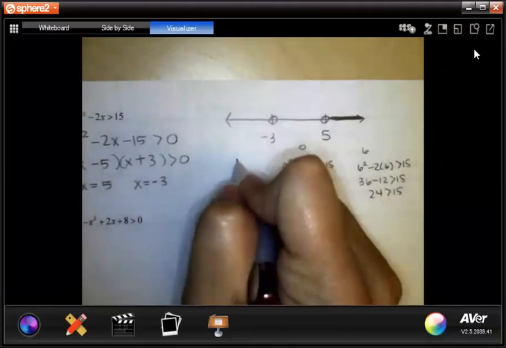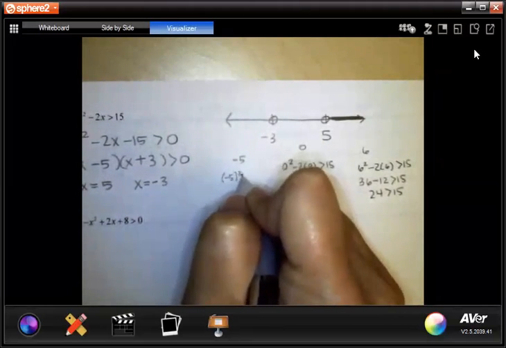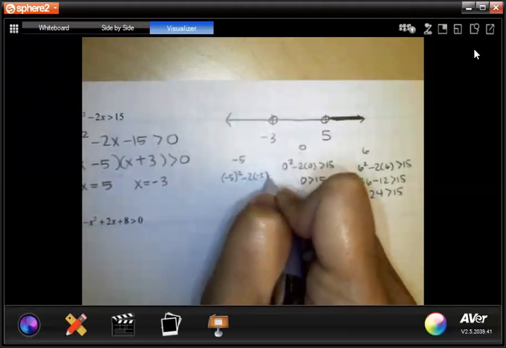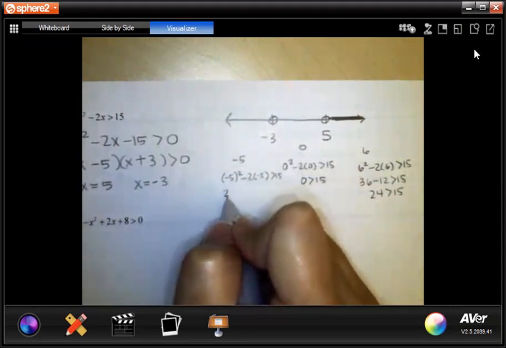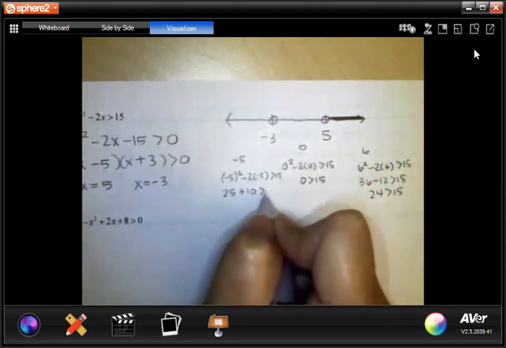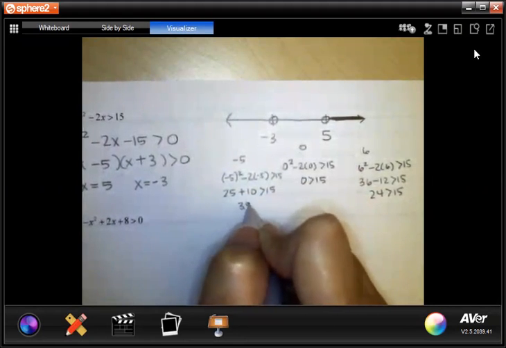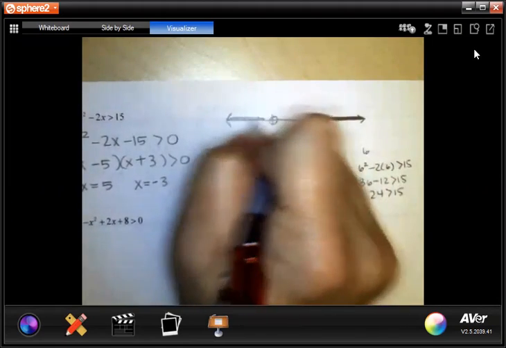I do the same thing on this side, and so I'm going to do -5 on this side, and I get -5 squared minus 2 times -5 is greater than 15. -5 squared gives me 25. -2 times -5 gives me a positive 10. And so that is 35 is greater than 15. That is also a true statement, so we have solutions over here too.